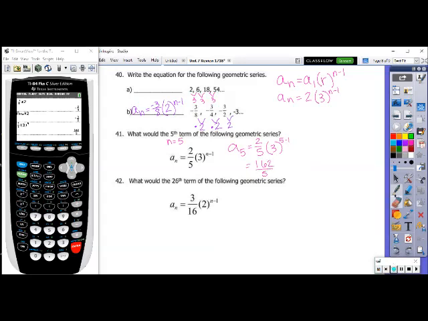The last one is the exact same way. We just have to plug in 26 for n. So a sub 26 equals 3/16, and then 2 to the 26 minus 1. Same thing, I'm just going to grab this and change my numbers. So I get 3 over 16, and that is a 2, and that exponent is going to be a 25. So that's going to be a big number, 629,1456.